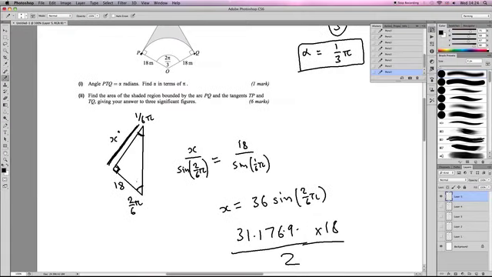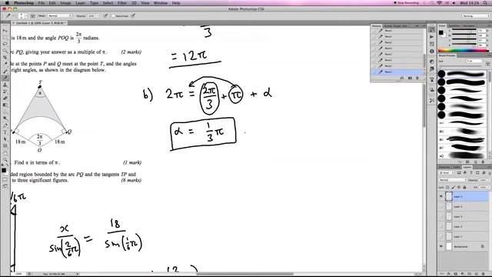That's definitely with the 18, and that's definitely with the x. Let's double check. I'm going to double check my alpha. So 2 pi minus pi minus 2 pi over 3 is equal to, divided by pi. So yeah, that's definitely right.